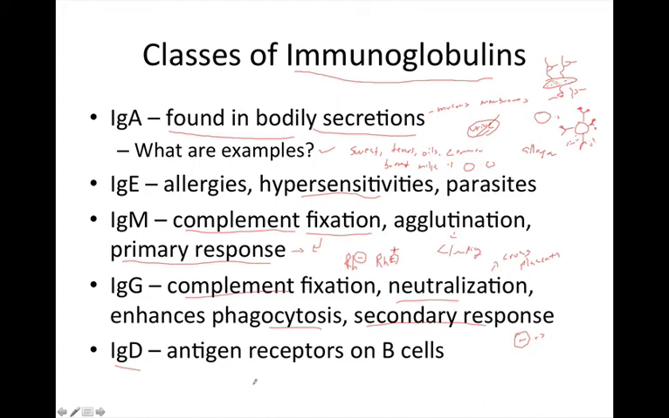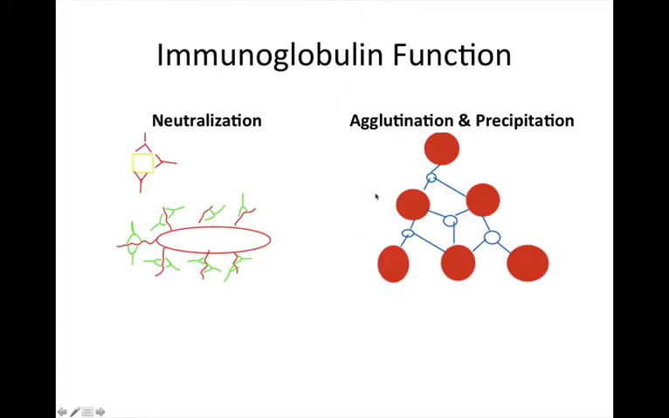So basically, in a nutshell, that's kind of the functions of the major classes of antibodies. Now let's go over some of these functions that were mentioned before: complement fixation, agglutination, neutralization, all that stuff. So neutralization: antibodies can neutralize the activity of certain molecules or pathogens just by binding to the pathogens themselves or to various molecules. For example, neutralizing certain toxins that bacteria secrete.